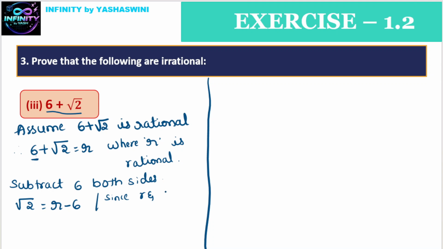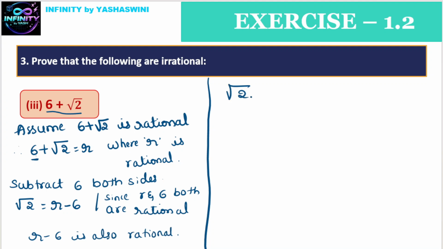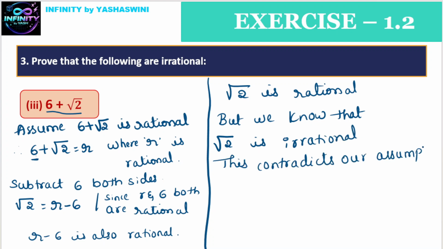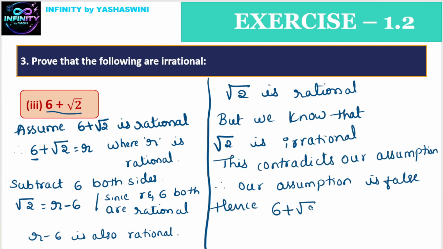Since r and 6 both are rational, r minus 6 is also rational. So, root 2 is rational. If r minus 6 is rational, then root 2 is rational. But we know that root 2 is irrational. This contradicts our assumption. Hence, 6 plus root 2 is irrational.